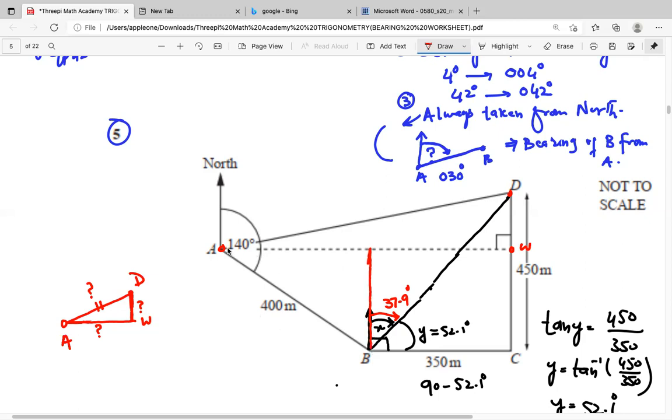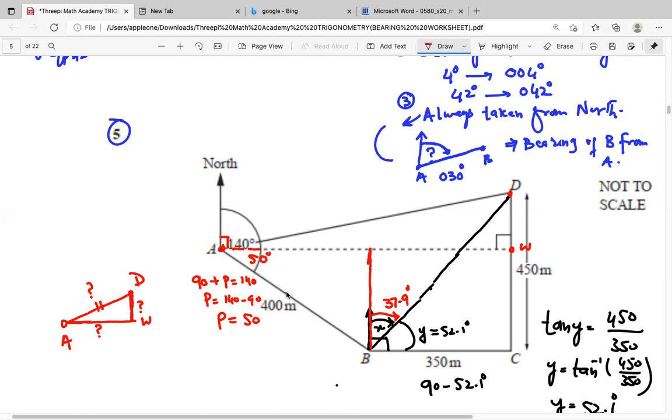And look at this triangle. This angle is 90 degrees, and the whole angle is 140. So 90 plus this angle P is equal to 140. So P is equal to 140 minus 90. So angle P is 50 degrees. So this angle is 50 degrees.